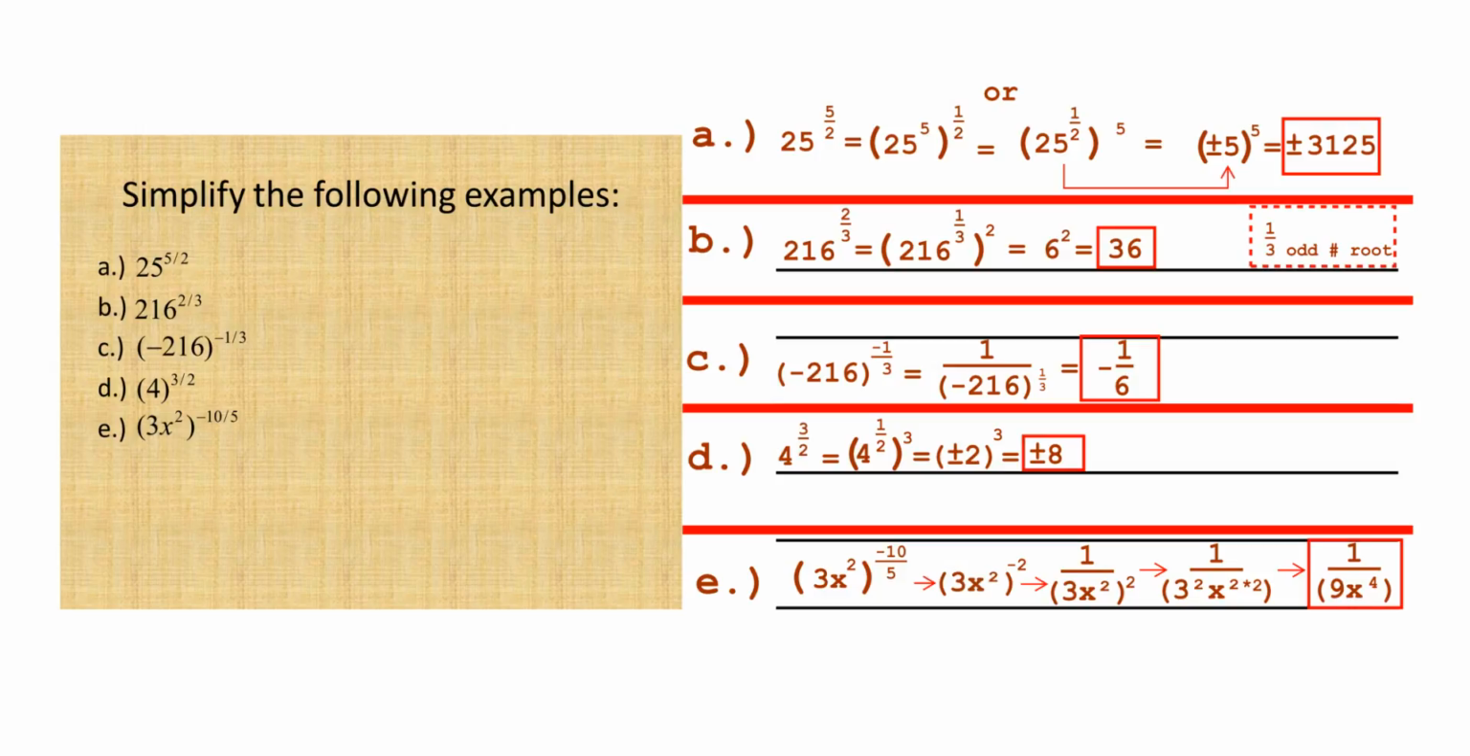Final answer, right? Circle your solution as well. Highly recommend that.